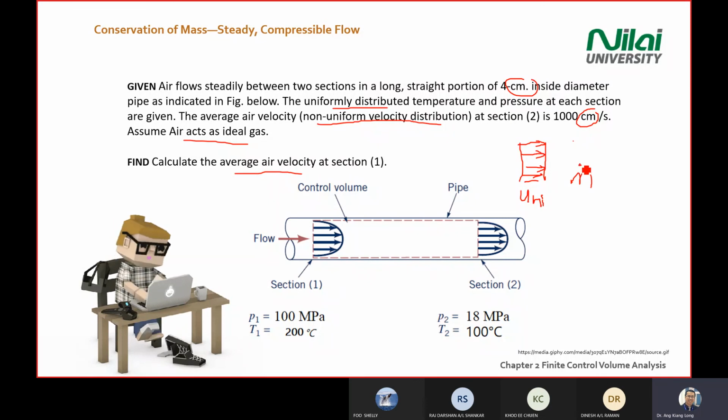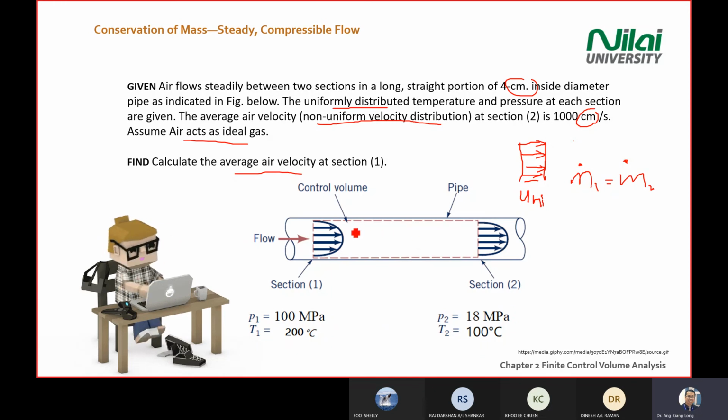the continuity equation. M in equal to M2, or what is in equals what is out. This is the first concept that you must always remember before you solve. And you're given the pressure at one end, pressure at another end. Temperature is different. One is 200 degrees C, one is 100 degrees C.